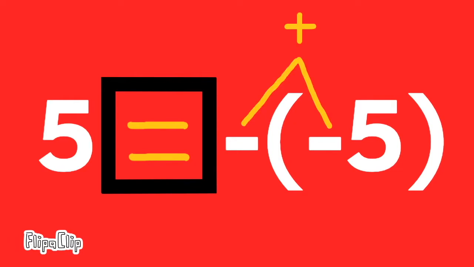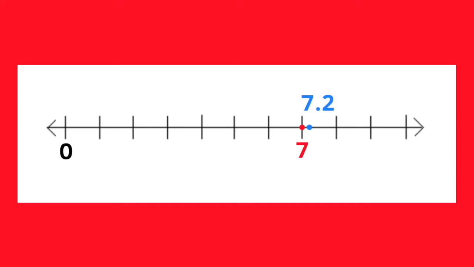5 compared to the opposite of -5. 5 is equal to the opposite of -5, since the opposite of -5 is the same as +5. 7 2/10 compared to 7. 7 2/10 is further to the right on the number line than 7, making 7 2/10 greater than 7. 7 2/10 is greater than 7.